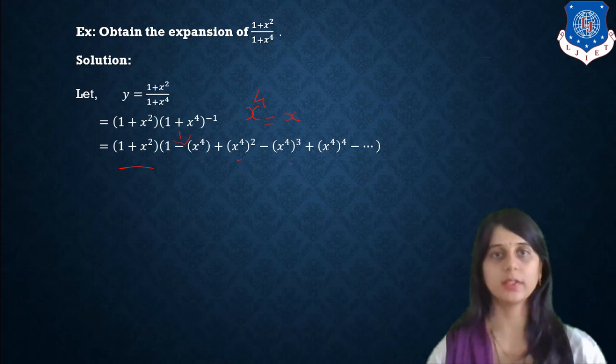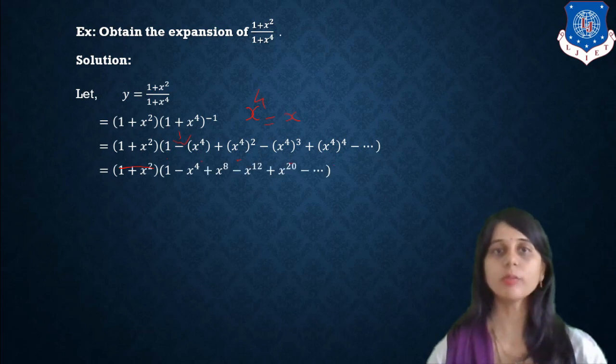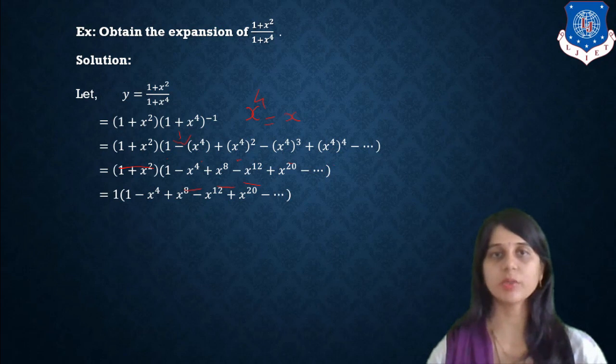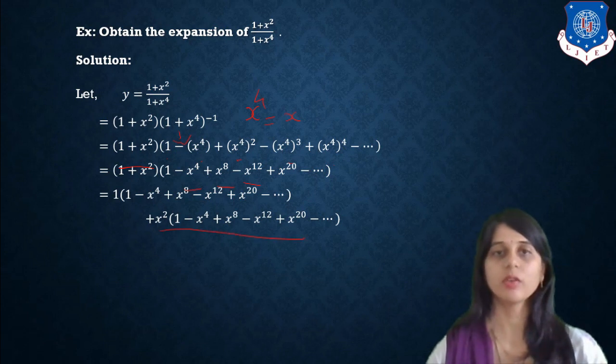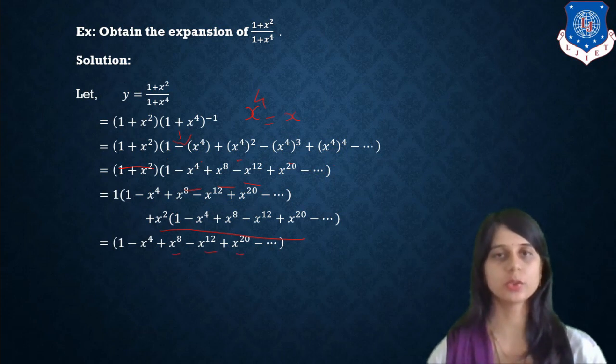From the last slide, with x raised to 4 in place of x, the terms become x raised to 4, x raised to 8, x raised to 12. Now multiplying this, we get 1 minus x raised to 4 plus x raised to 8 minus x raised to 12 plus x raised to 20, plus x square times 1 minus x raised to 4 plus x raised to 8 minus x raised to 12 and so on. So the first answer is 1 minus x raised to 4, x raised to 8, x raised to 12, x raised to 20.